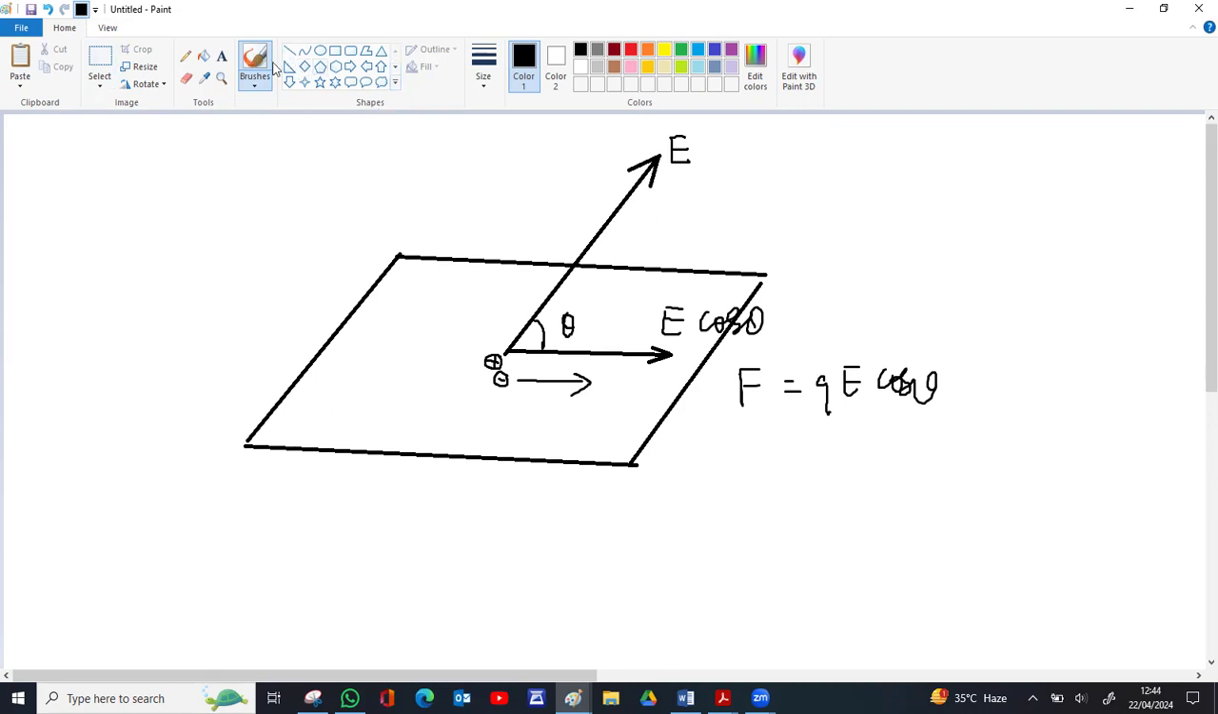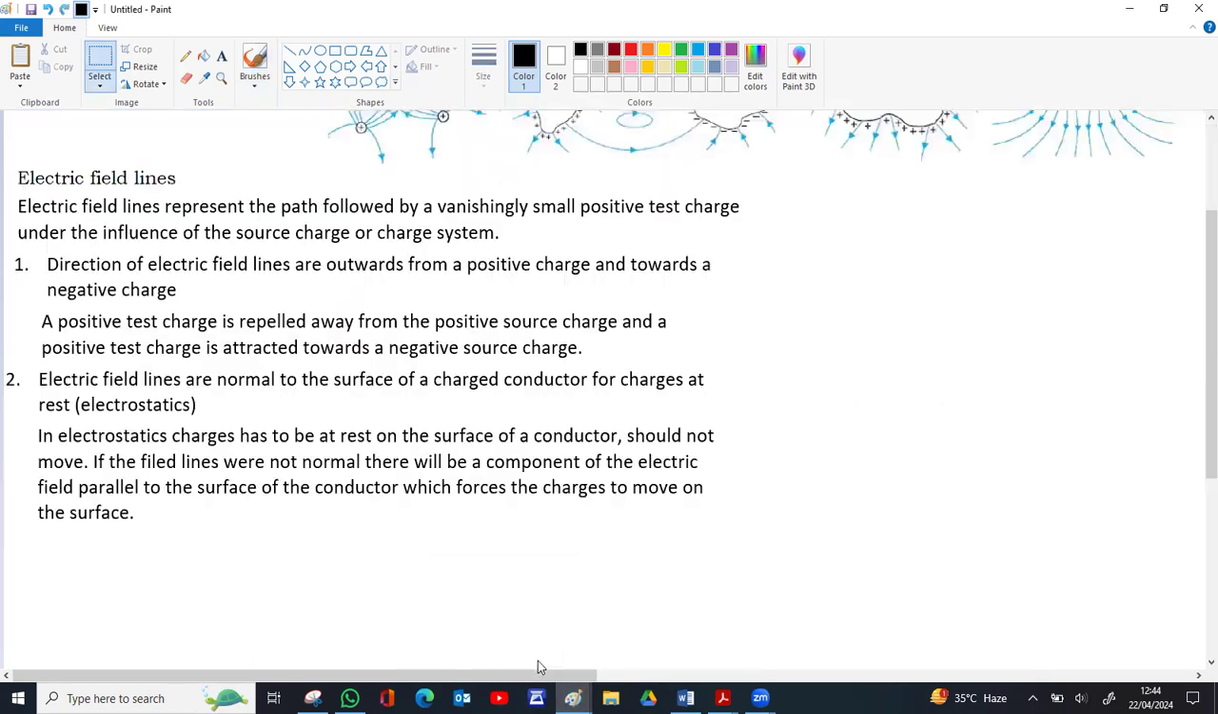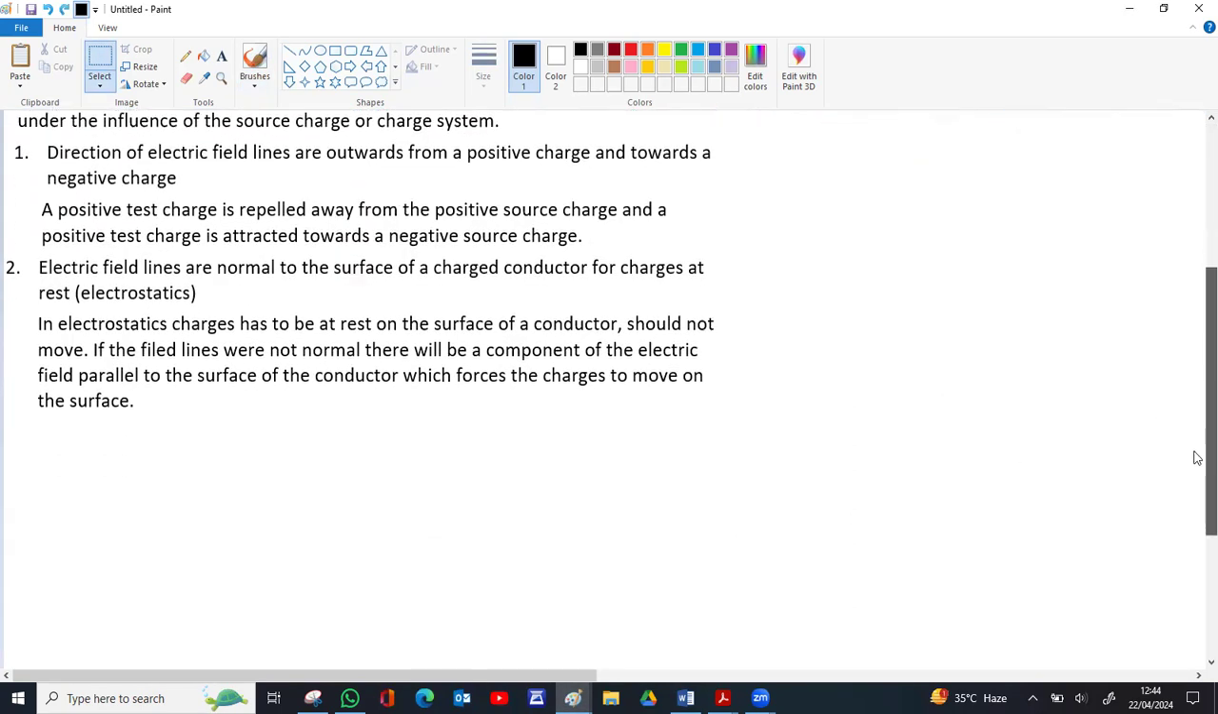So there will not be a component parallel to the surface only when the electric field lines are normal. At that time the angle with the surface becomes 90 degrees, so cos 90 will be 0, and this component will be 0. There should not be a component parallel to the surface for the charges to be at rest. So the electric field cannot be inclined to the surface, because inclined means there will be a parallel component. The field lines have to be normal to the surface of the conductor. That's why for all charged conductors, the electric field lines have to be normal to the surface.